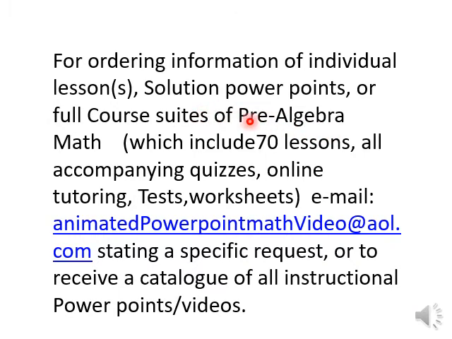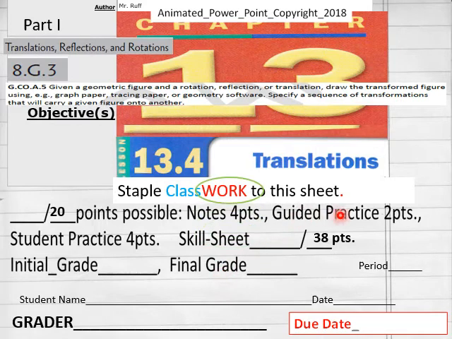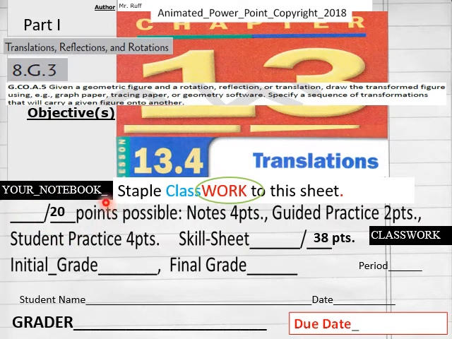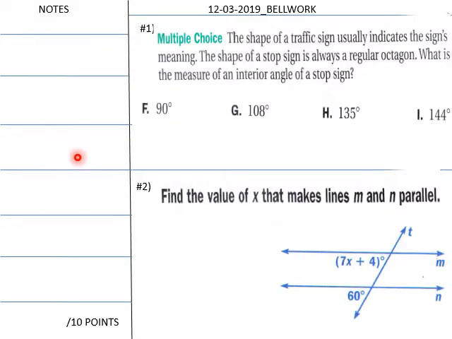Everybody, get ready to do lesson 13.4 of Pre-Algebra Math, Part 1. Today we have a 38-point skill sheet for classwork and a 20-point notebook guide to do today. It's on translations, reflections and rotations. Here's the standard, and here is a description of the objective standard.